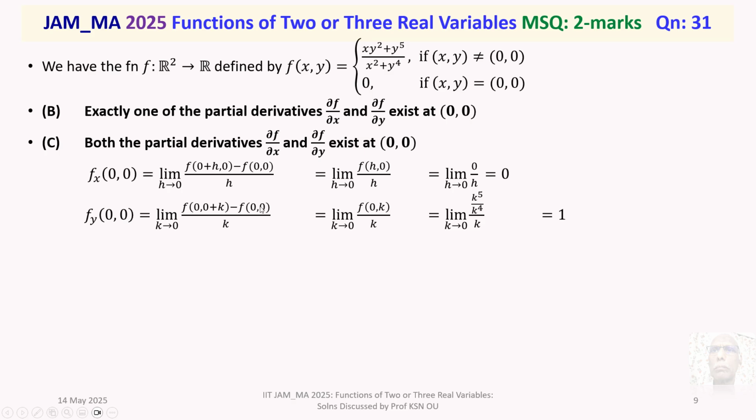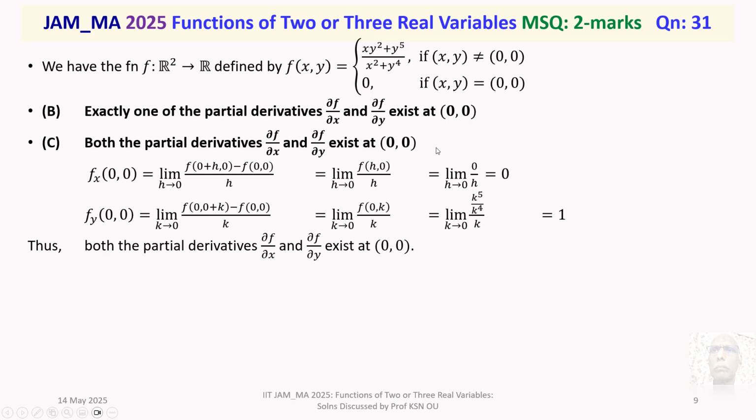So f of 0, 0 is 0. So limit k tends to 0 of f of 0, k by k. Go to f of x, y: x is equal to 0 and y is k, you substitute, you will get k to the power of 5 by k to the power of 4 by k. So you will get k to the power of 5 by k to the power of 4, which is k, by k is 1. Limit k tends to 0 of 1 is 1. So thus both the partial derivatives at 0, 0 exist.